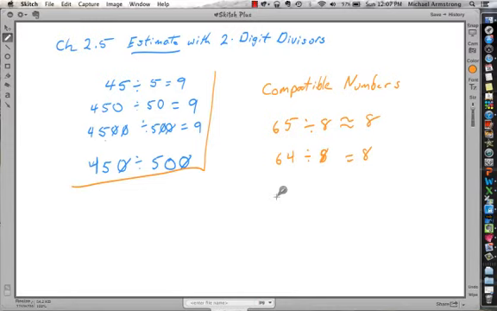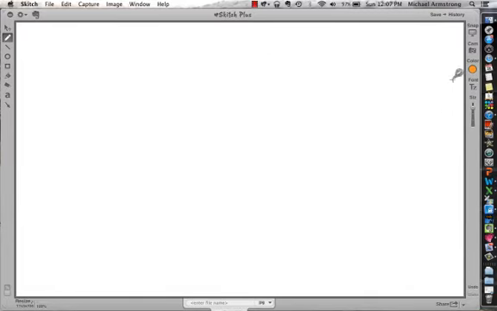If we just rounded, we'd have to say 70 divided by 10, and that gives us a number that's actually not as close to the real answer. If we rounded 65 up to 70 and 8 up to 10, we'd get an answer, and it would be an okay answer, but a compatible number is a better answer. Usually. Sometimes they're the same.